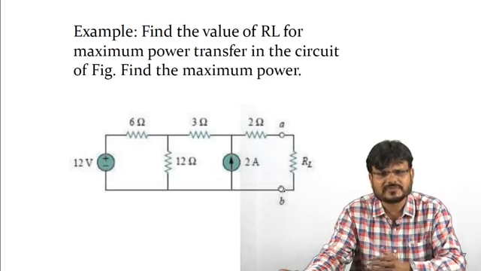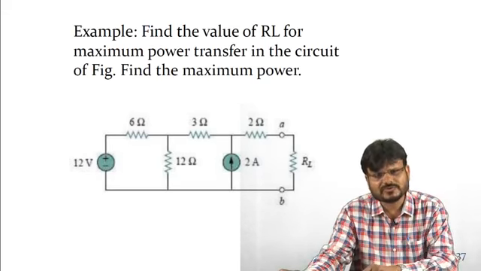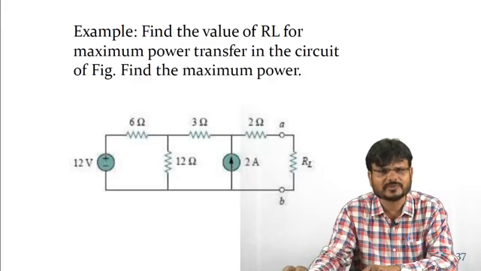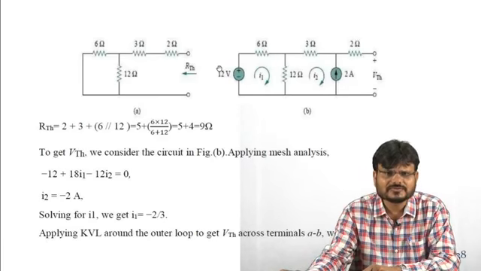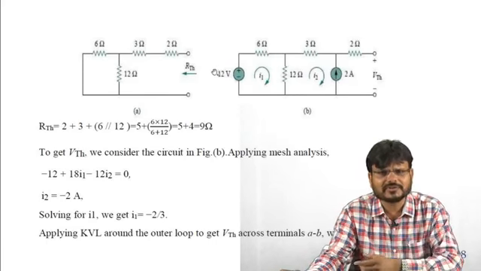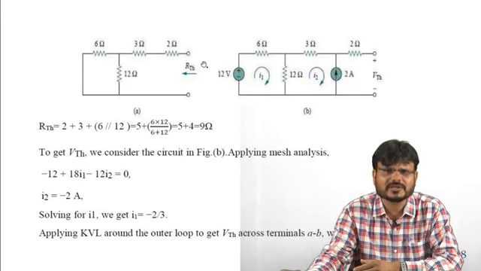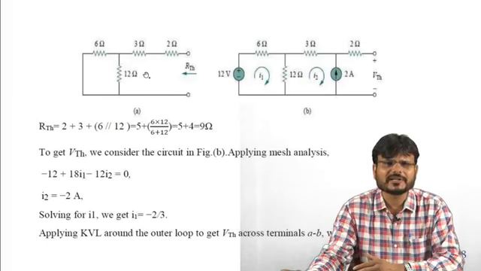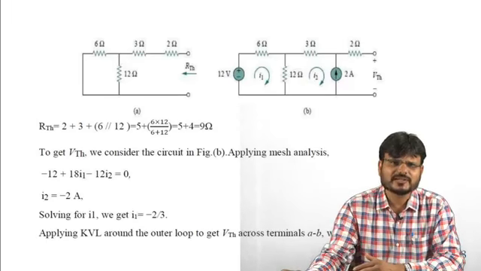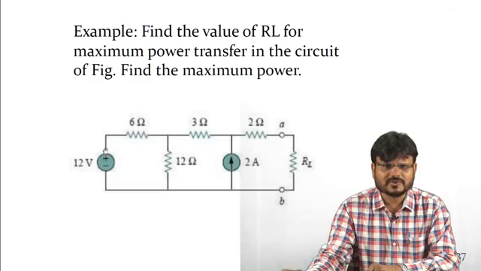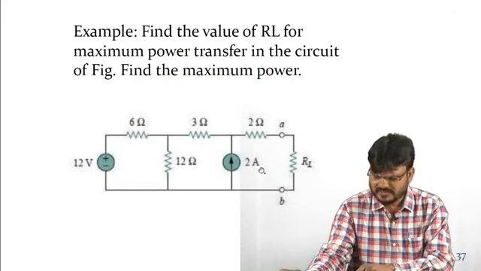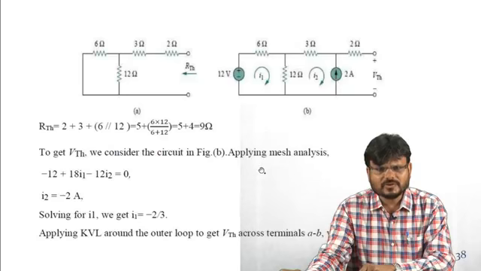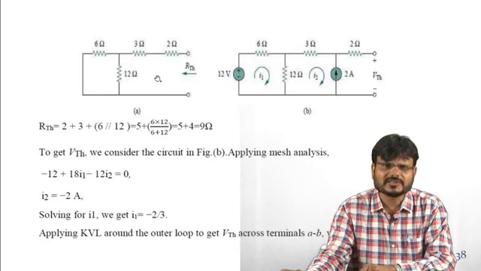So what are the steps? The first step is to find the Thevenin resistance. So what is Thevenin resistance? Thevenin resistance is the equivalent resistance looking from two terminals into a network while all independent energy sources are replaced by their internal resistance. So the voltage source is replaced by a short circuit, and the current source is replaced by an open circuit. So the circuit will be converted in this form.